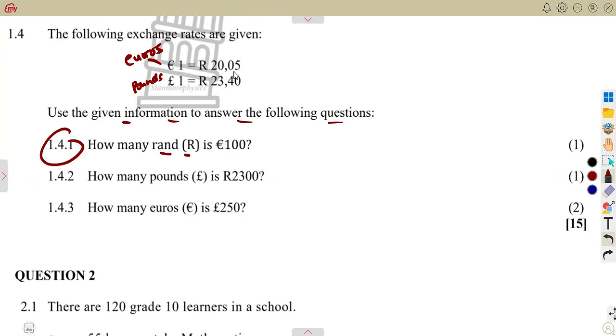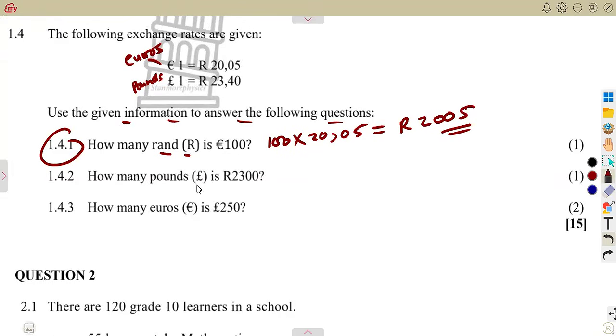If 1 is 20, what about for 100? Guys, we're simply going to multiply. So it's simply going to be 100 times 20,05. And that was going to give us a total of 2,005 rand.